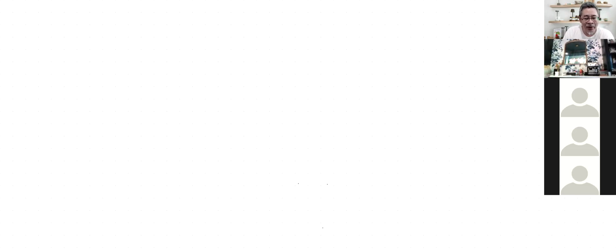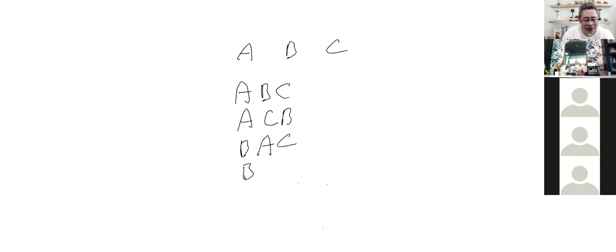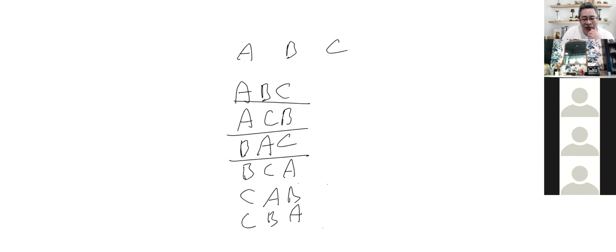You just have those three books, but you could have A, B, C lined up, or A, C, B, or you could have B, A, C, or B, C, A, or C, A, B, and C, B, A. So you have six different ways to arrange it. So this is called permutation.